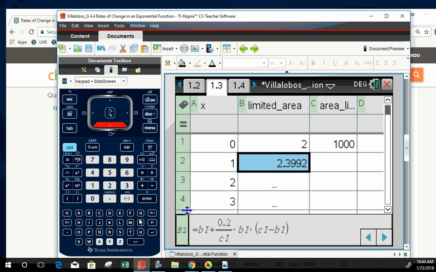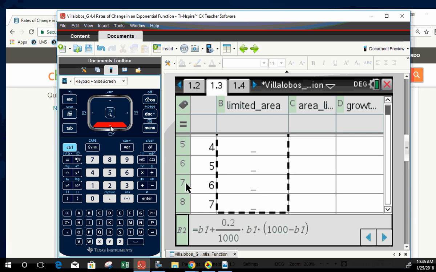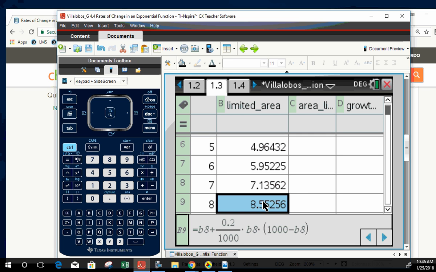Oh, something went wrong. Let's pause it and fix it. Okay, so I've changed the formula to the previous term plus the ratio of the growth rate to the limit times the previous term times the difference of the limit and the previous term. And I could fill that and see what happens there. Just as a test, you could do that and see that it works.